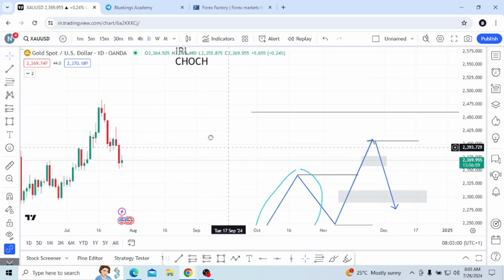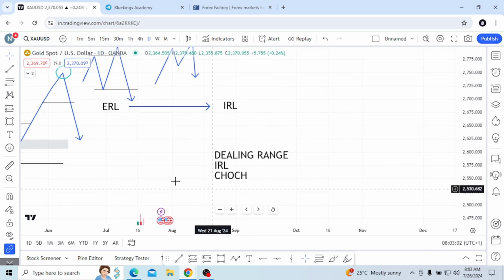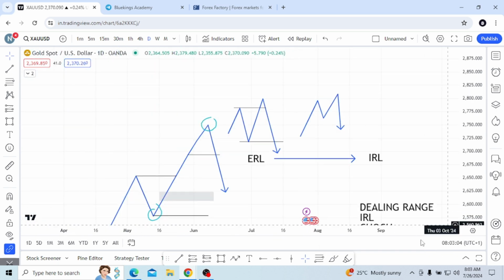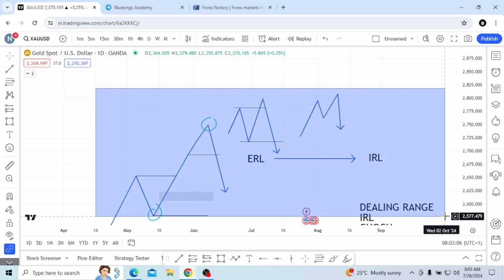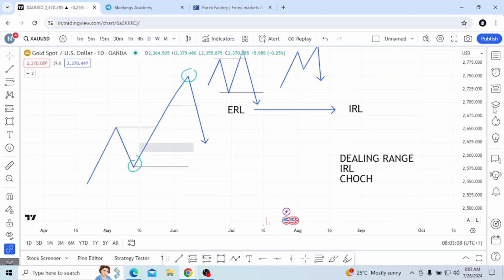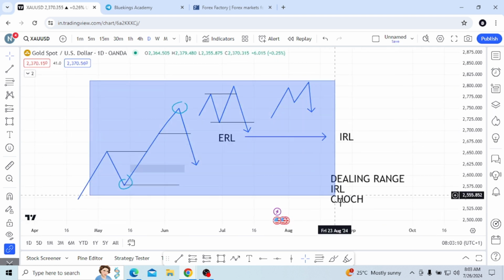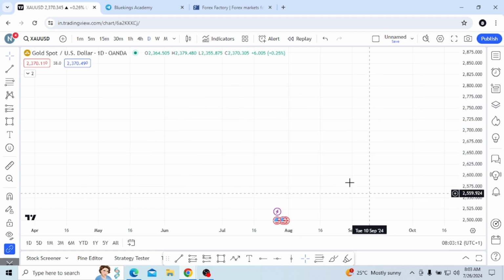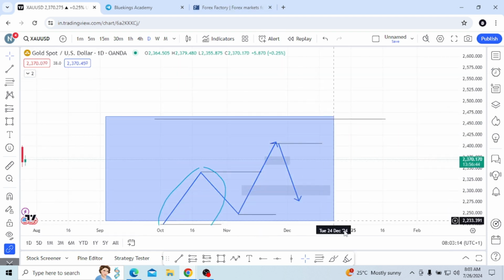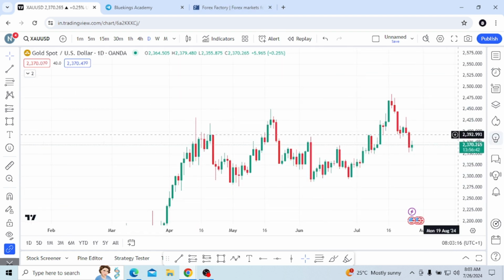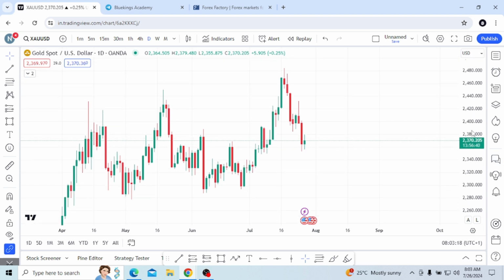So now let's look at a chart example to understand IRL to ERL, and this is going to change everything for you when it comes to looking for your draw on liquidity, your daily buyers, and the rest of them. Okay, so now let's talk about it on chart. So now this is my daily chart.